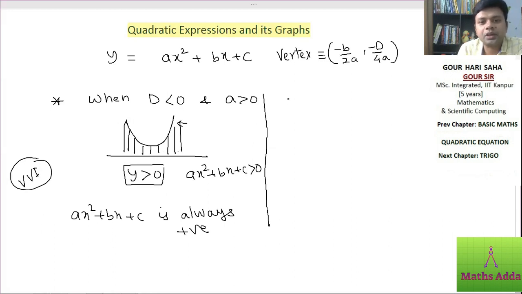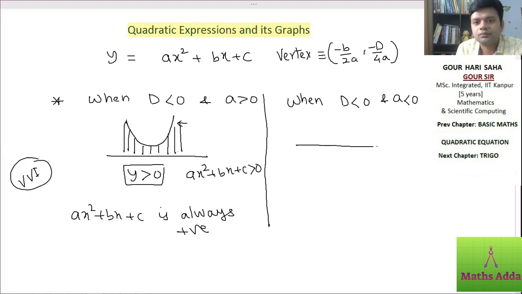Now the second situation is when d is less than 0 and a is also less than 0. Since a is less than 0, it will be open downward, kind of like this, right. And d less than 0 means it will not be touching or intersecting the x-axis. So how will the graph look? The graph will look like this, like this one. This point will be what? This will be minus b by 2a comma minus d by 4a. Now we will not forget this vertex, minus b by 2a comma minus d by 4a.